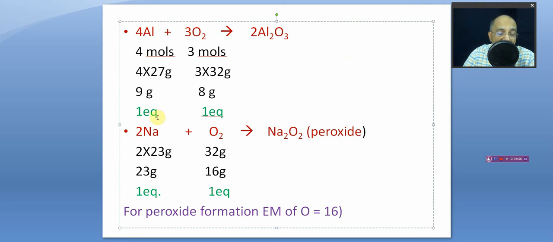If you convert it to mass, 4 into 27 gram of aluminium completely reacts with 3 into 32 gram of oxygen, because it's a molecule, so the molar mass is the gram molecular mass, 32. So 4 into 27 gram reacts with 3 into 32 gram. If you use the unitary method, 9 gram will react with how much oxygen? 1 gram will react with this by this, and 9 gram will be this by this into 9.